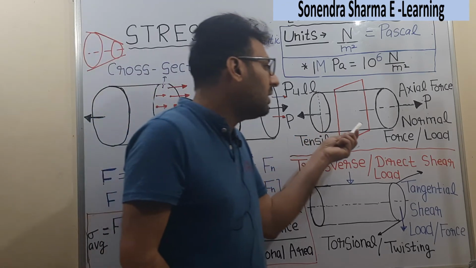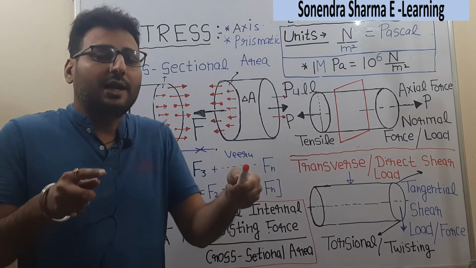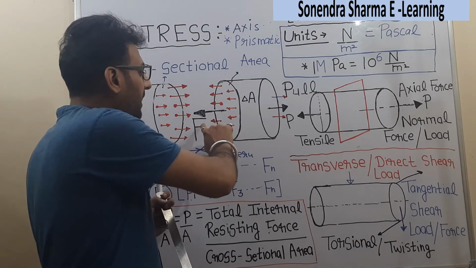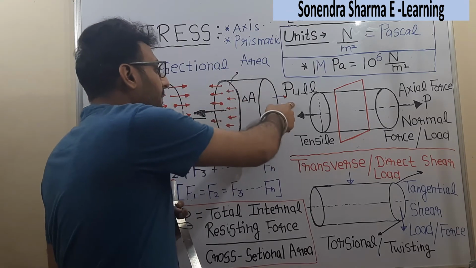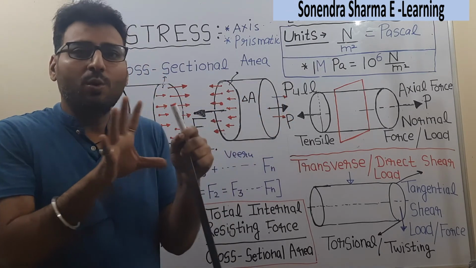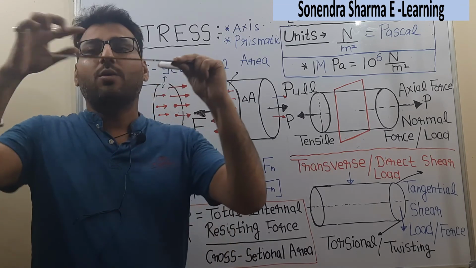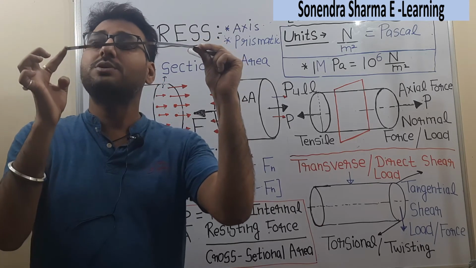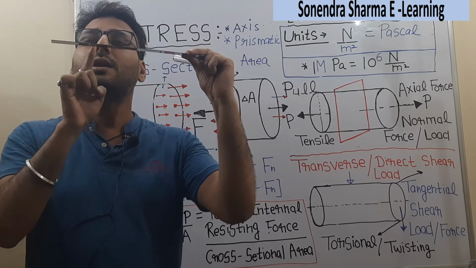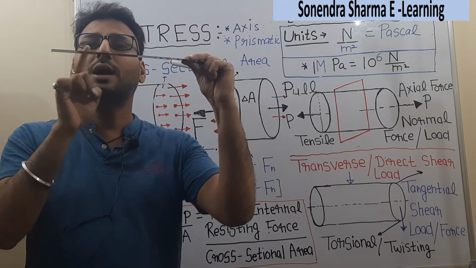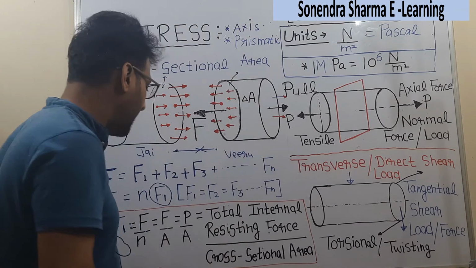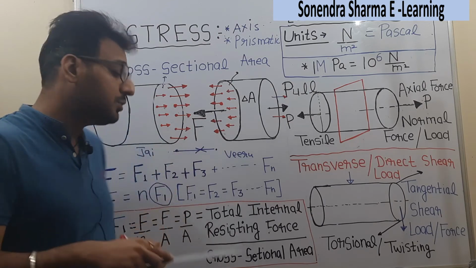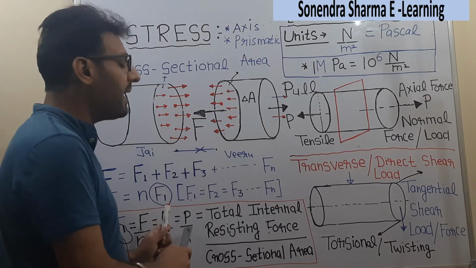If this body is not deforming, then according to the static equilibrium condition, this internal resisting force should be equal to the external applied force. If there is no deformation in the body, we have applied some force, and if this body comes to its original position, then this internal resisting force should be equal to the applied load. So the formula of stress comes out to be sigma is equal to P by A.